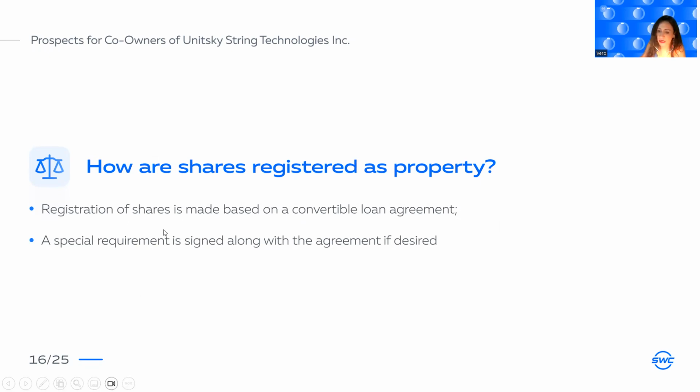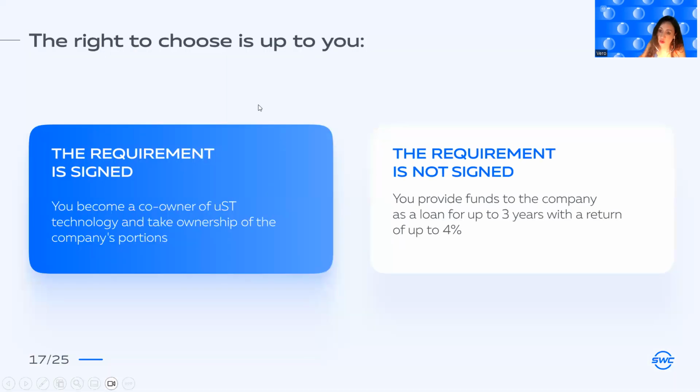How are shares registered as property? Registration of shares is made based on a convertible loan agreement. A special requirement is signed along with the agreement if desired. The right to choose is up to you, because if the requirement is signed, you become a co-owner of UST Technology and take ownership of the company's portions. And if the requirement is not signed, you provide funds to the company as a loan for up to 3 years with a return of up to 4%.